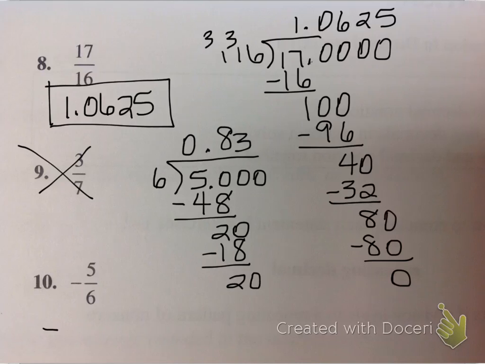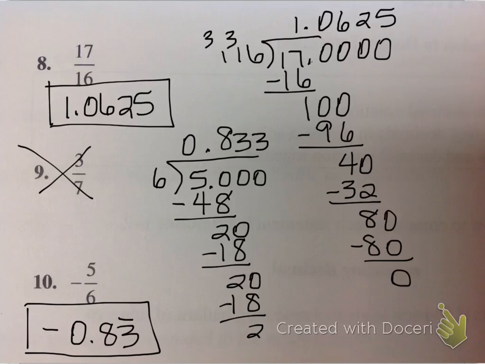Do we see a pattern here? What that tells me is I'm just going to keep on getting the same thing. 20 minus 18 goes in 3 times. 20 minus 18, and I'm just going to keep getting that over and over and over. What that tells me is my 3 repeats. So -5/6 is going to be the same thing as -0.83, and we put a repeating bar above the 3, and only the 3. The 8 doesn't repeat, only the 3. So -0.83 repeating.